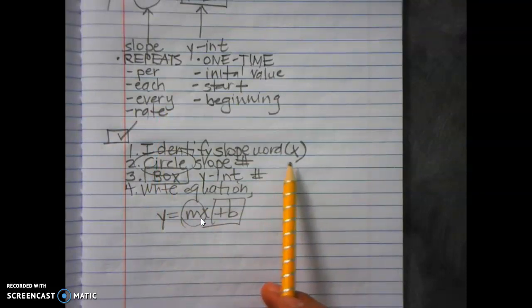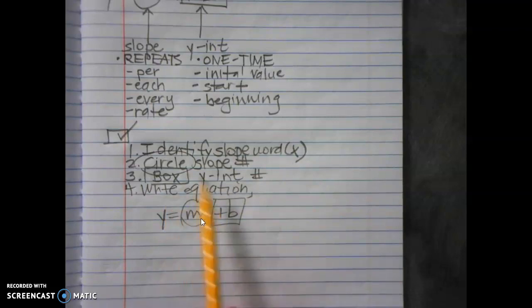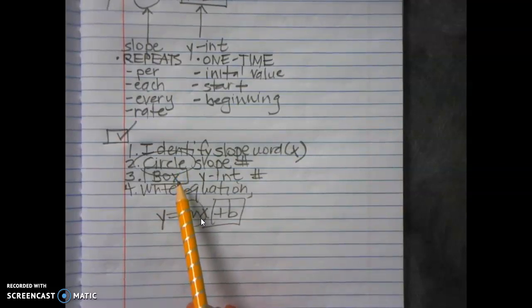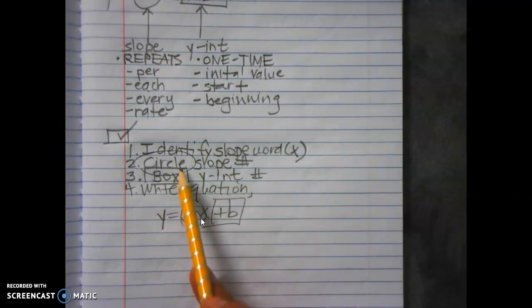The number that's to the left or to the right of it, we're going to circle that number, and that's going to become our slope number. The other number in our word problem will be the y-intercept, so we'll put a box on that one. And then once we have a slope and an intercept, we will fill them in our equation for m and b.